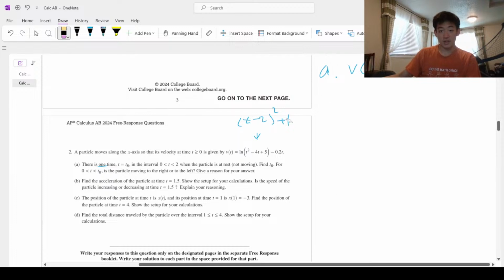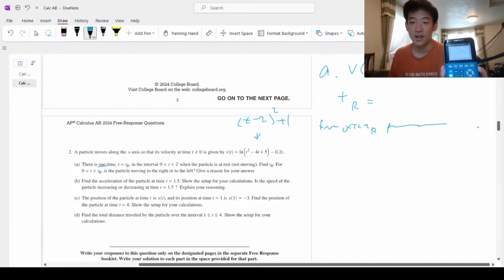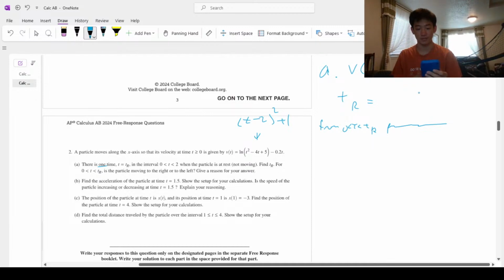Okay, you're gonna get t equals something. I'm gonna do the other parts first. Okay, so t equals something, and then when t is less than that, our particle is moving to the, oh my days. Oh, there it is. Now it's drawing. Okay, let's go. So we're gonna get an answer now. That makes a lot more sense.